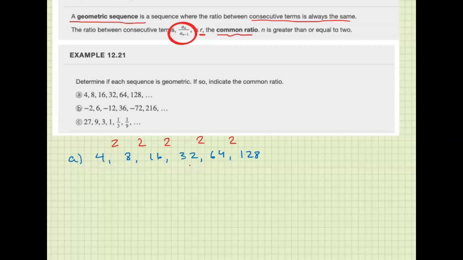So you can see that they all divide. You take a value in the sequence and divide by the previous one. So it's important you're working backwards. So to find the common ratio, it's backwards. 32 divided by 16. 64 divided by 32.